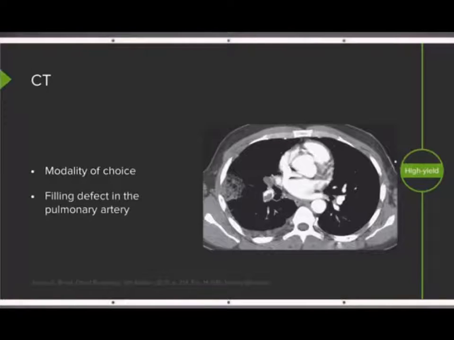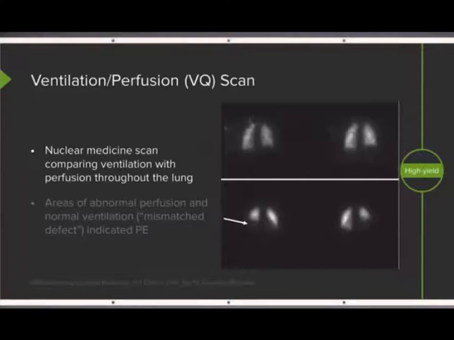It can demonstrate a filling defect within the pulmonary artery. So as you can see here, you have filling defects within the right-sided pulmonary arteries in the patient that had that chest x-ray. And then this is the area of consolidation that we saw on the chest x-ray, which represents a pulmonary infarction.